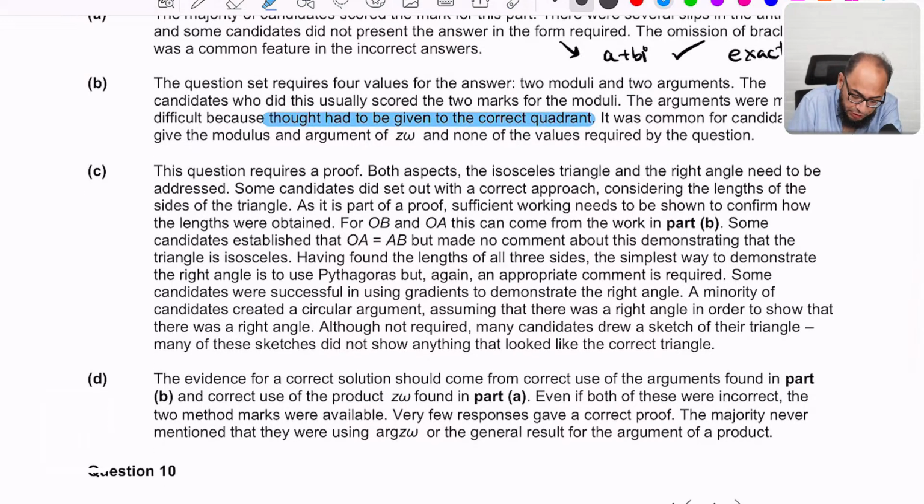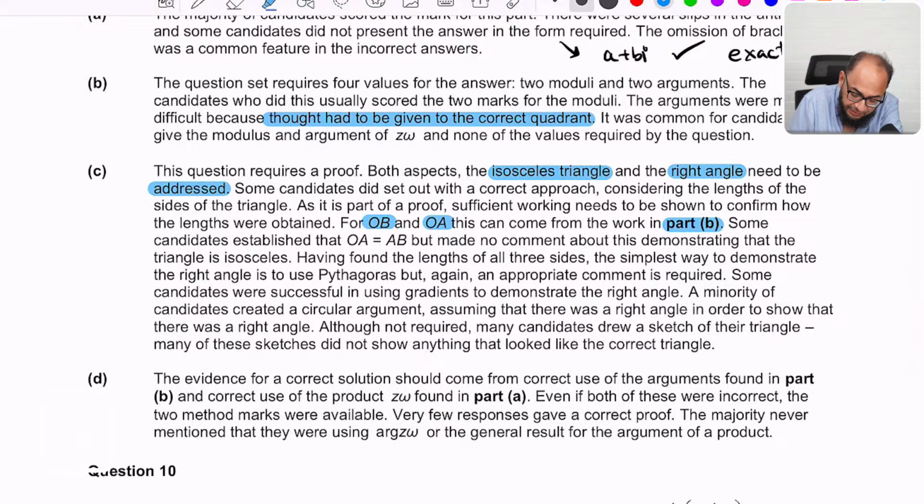Third part, the question requires a proof. Both aspects, the isosceles triangle and the right angle triangle, need to be addressed. Some candidates did set out with the correct approach, considering the lengths of the sides of the triangle as it is part of a proof. Sufficient working needs to be shown to confirm how the lengths were obtained. For OB and OA, this can come from the work in part B.